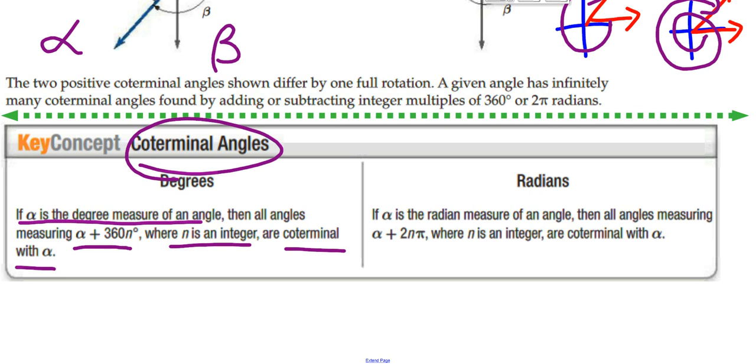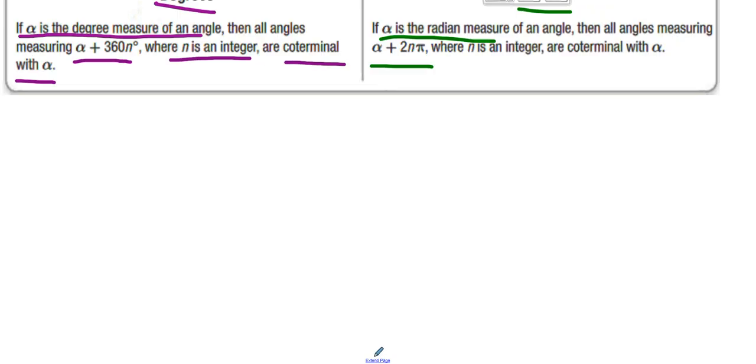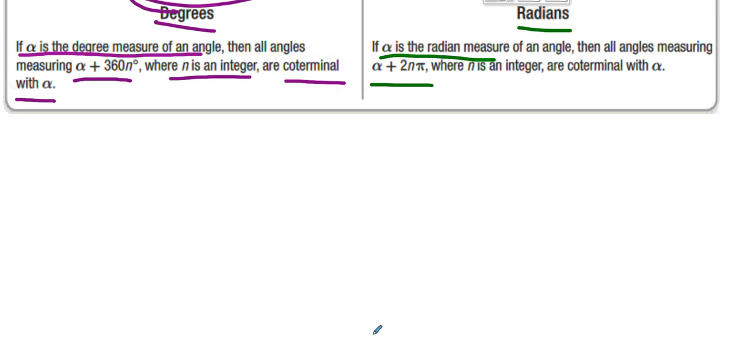Then in radians, and maybe we should say that. And then in radians, if alpha is the radian measure, then alpha plus 2n pi, as the book authors say. I tend to say 2 pi n, where n is an integer, are coterminal with alpha as well. And I just like to maybe write a little extra here. So let me just write my own little wordiness there.